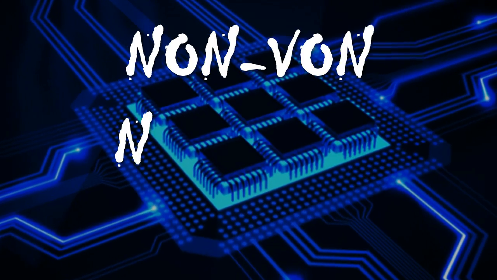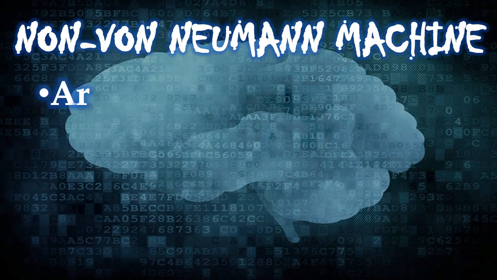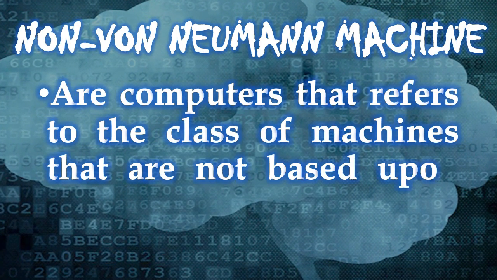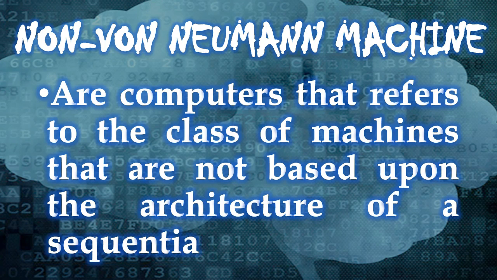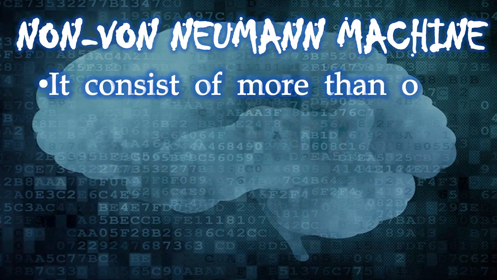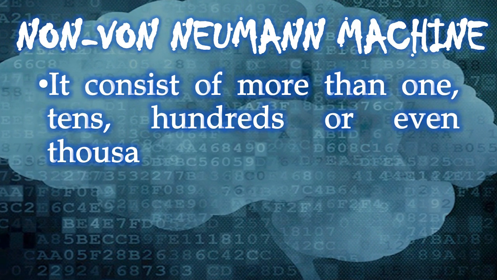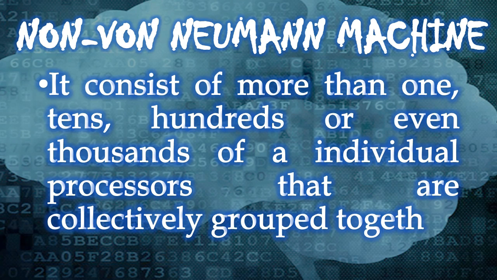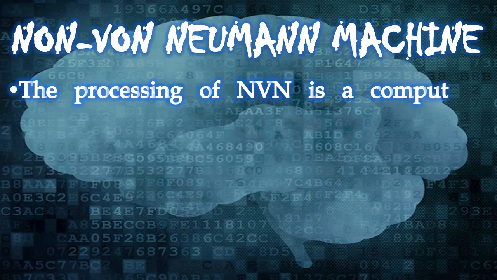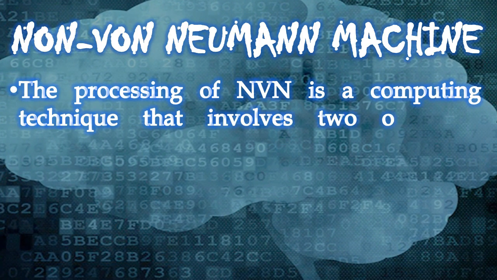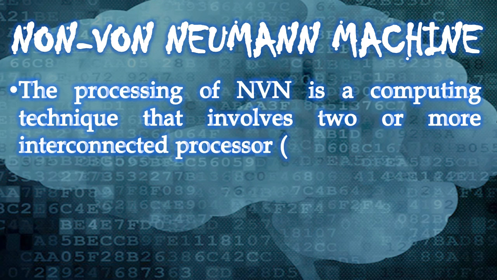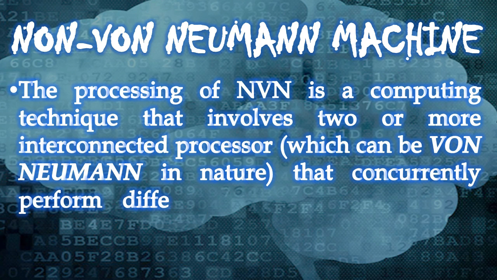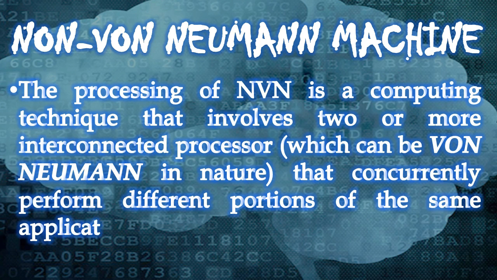Let's proceed to non-von Neumann machines. Non-von Neumann machines are computers that refer to the class of machines that are not based upon the architecture of a sequential machine. They consist of more than one, tens, hundreds, or even thousands of individual processors that are collectively grouped together. Non-von Neumann processing is a computing technique that involves two or more interconnected processors, which can be von Neumann in nature, that concurrently perform different portions of the same application.